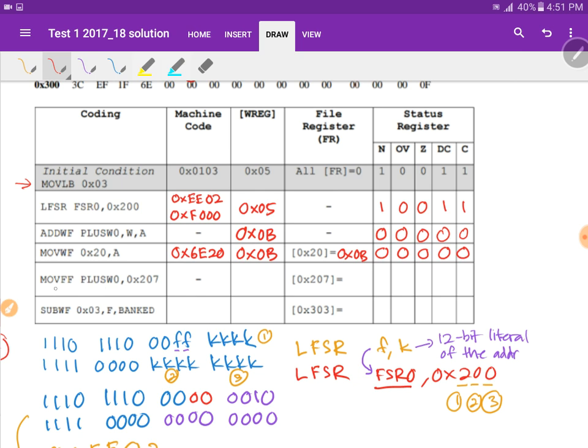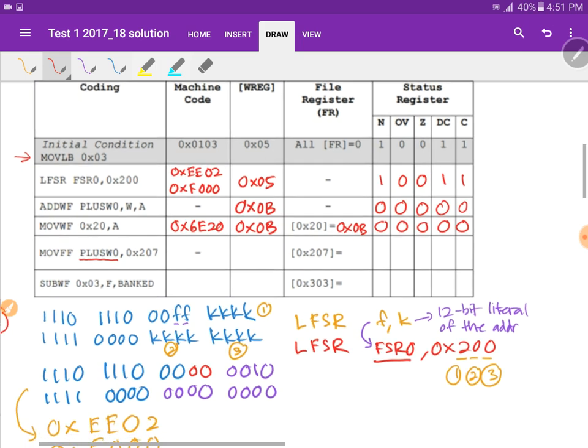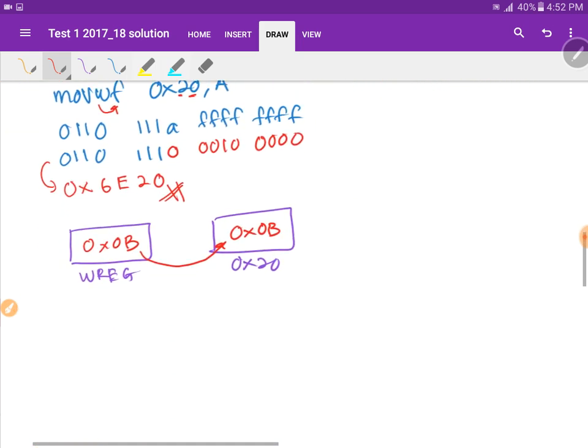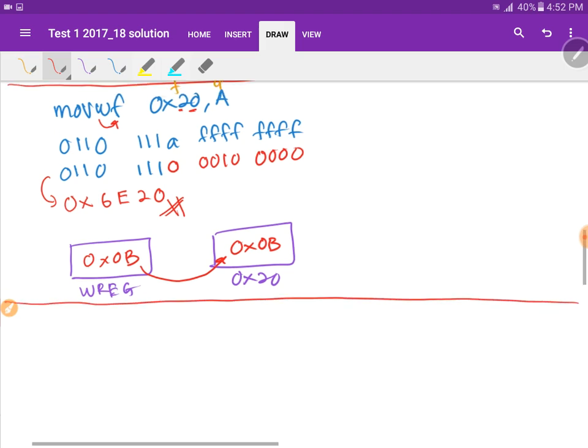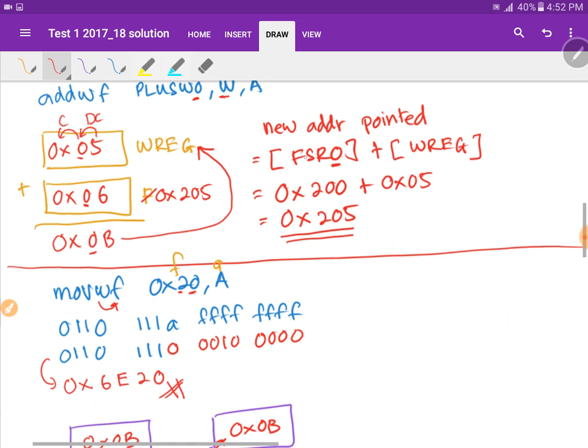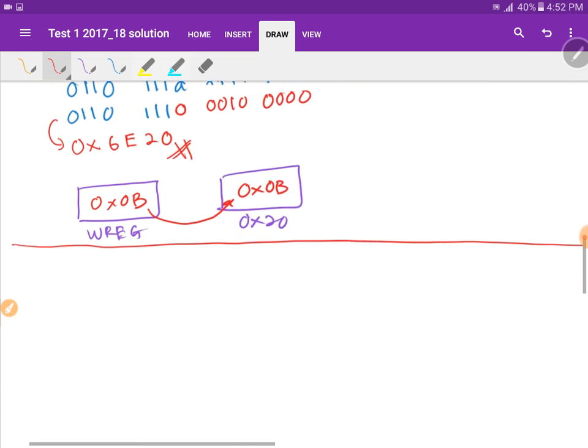Let us look at the next one. This is move from file register to file register. So as you can see here again we are seeing the indirect addressing mode being used. Here we have an address which is already defined here, so we need to find out what is this new address. So let me just draw another line. So again we have seen that this is how we find the new address which is being pointed to. So we're going to do the same thing now.